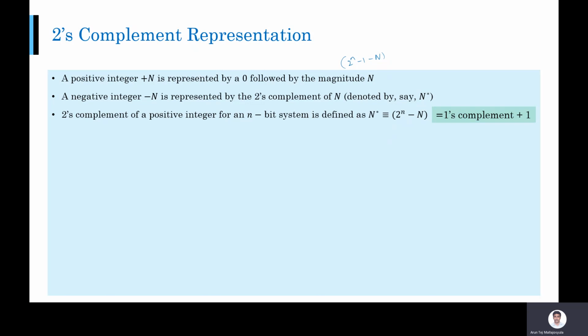So clearly 2's complement is nothing but 1's complement plus 1. Right? You add 1, which is 1's complement plus 1. So you get 2 to the power of n minus n, which is your definition for 2's complement. So 2's complement is nothing but 1's complement plus 1.